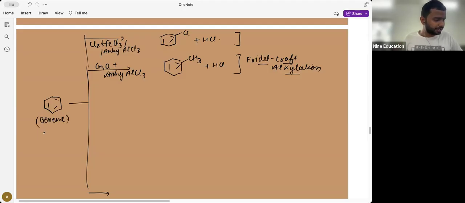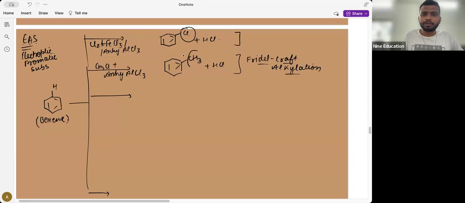And this all was in your last classes. This is all what? EAS of benzene, electrophilic aromatic substitution. This CH hydrogen is replaced by some other substitution groups. है ना? ये CH वाले को substitute करके कोई और group लगा. This is electrophilic aromatic substitution.